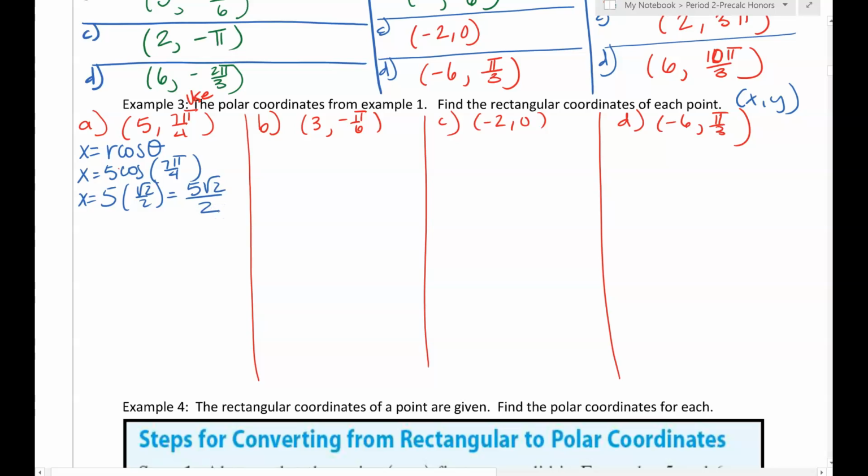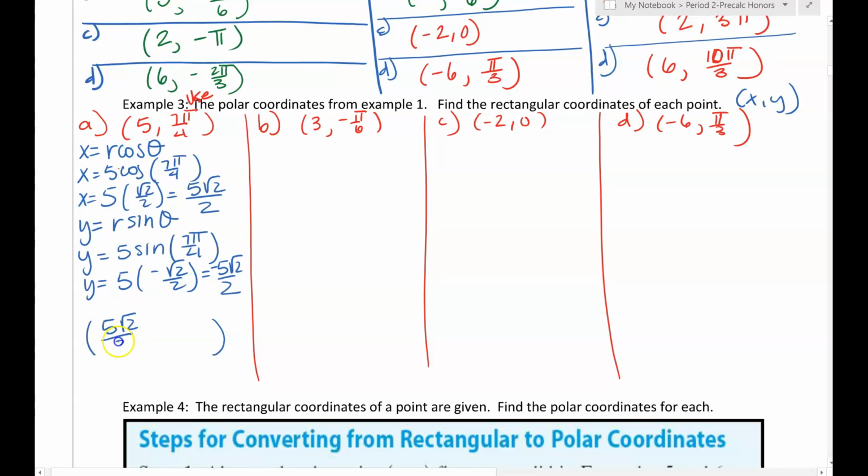We can do the same thing for y. The formula for y is y equals r times sine of theta. And again, r is 5. Theta is 7 pi over 4. 7 pi over 4 is going to be in quadrant number 4. Sine is negative rad 2 over 2. So y comes out to be negative 5 rad 2 all over 2. And now I just have to put it together as an ordered pair because it's a set of coordinates. So 5 rad 2 all over 2, comma, negative 5 rad 2 all over 2, and that's my final answer.